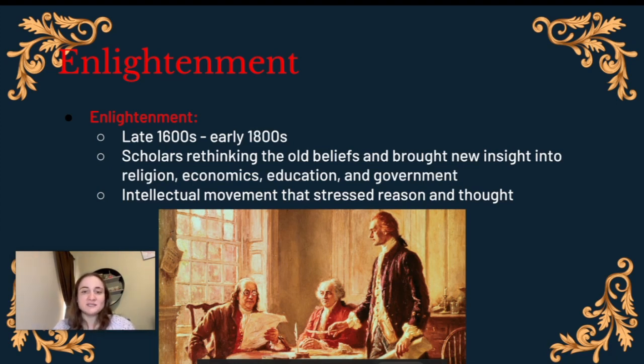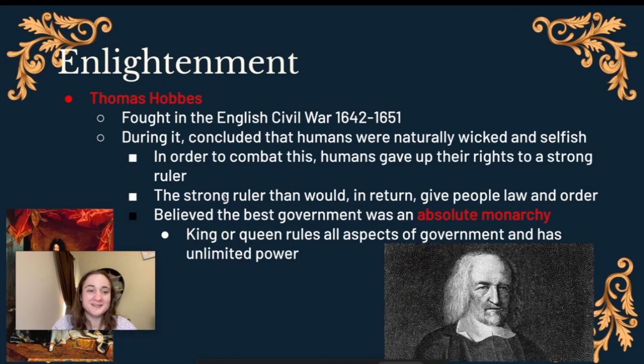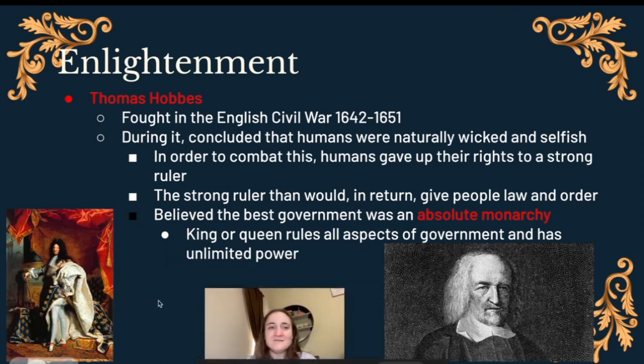So the intellectual movement stressed reason and thought. It also stressed the importance of individuals to problem solve on their own. So instead of people just blindly believing in churches and their political rulers, the people of the Enlightenment wanted everyone to think for themselves, to be critical of everything around them. There are two really big main thinkers in the Enlightenment movement. The first dude, his name is Thomas Hobbes, and the other dude is John Locke. And they're very different in their views of humanity.